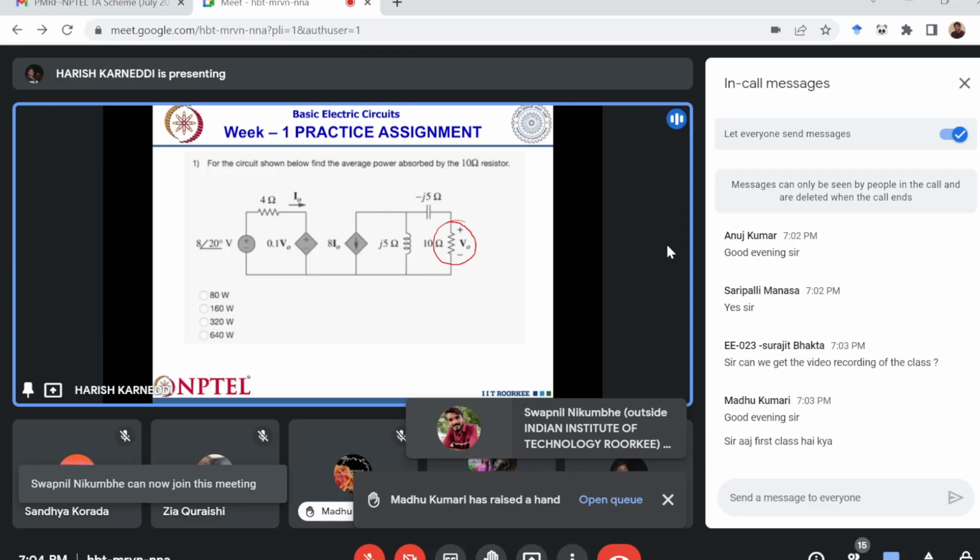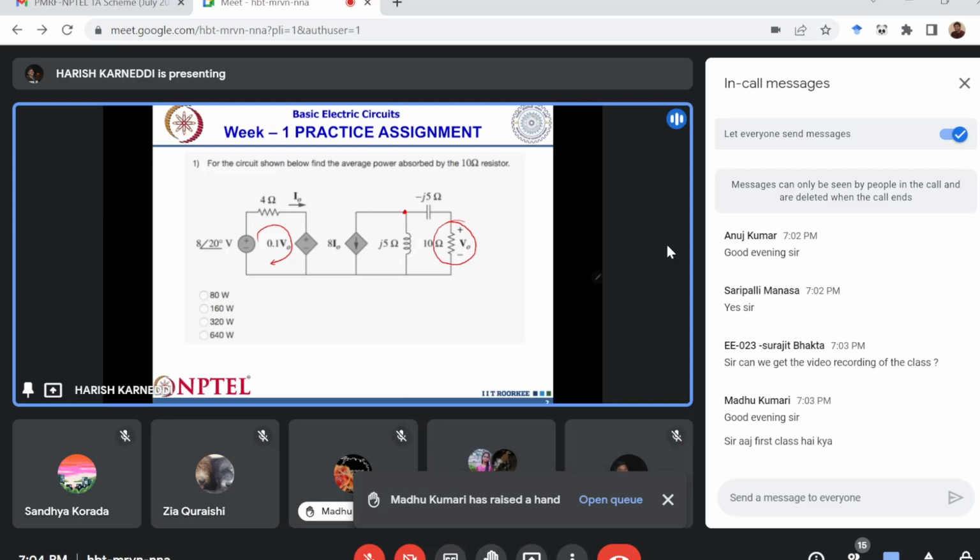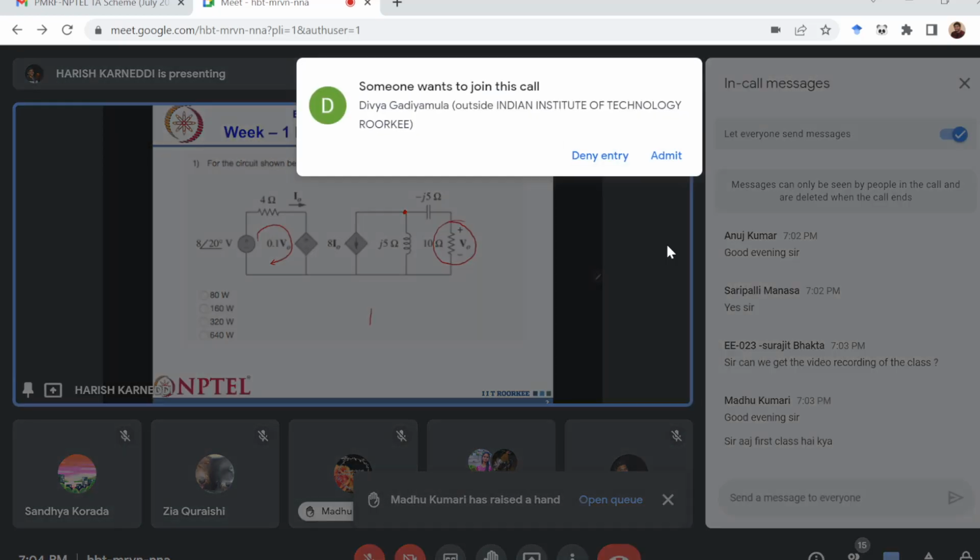For that, here how many loops? Here this one is the one loop, and this is having a one node. First, this source, which is represented with this, is called an independent source. The source which is represented with this is called a dependent source. I hope you people are clear with these independent sources and dependent sources.